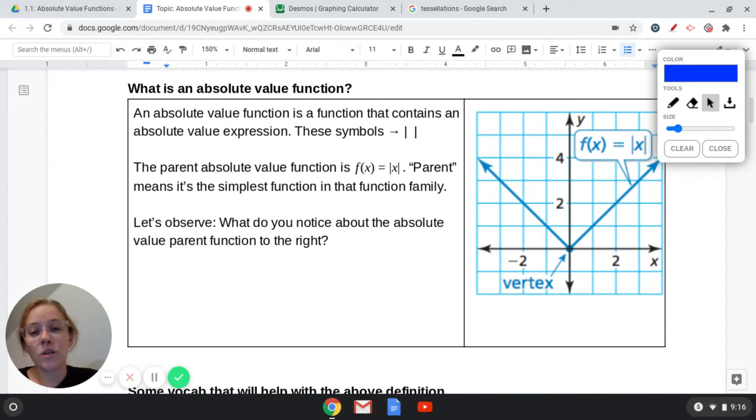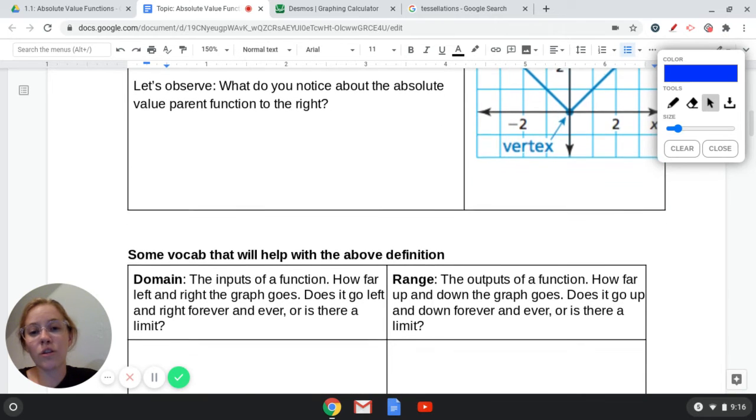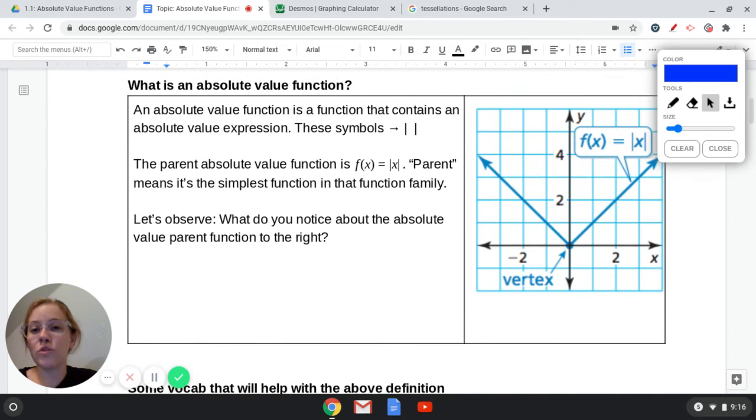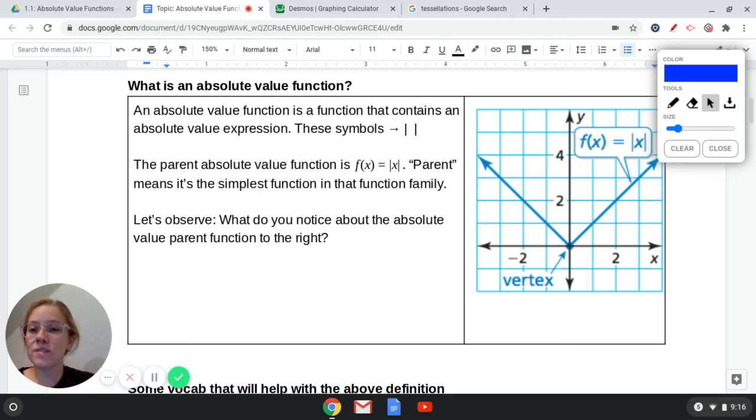And so now we're just going to talk about what is an absolute value function and talk about a little bit of vocab in this video. And then we'll move on to shifts. So an absolute value function is a function that contains an absolute value expression, which are these symbols here. And it ends up being this V. This is the absolute value of x. And this is what it looks like.